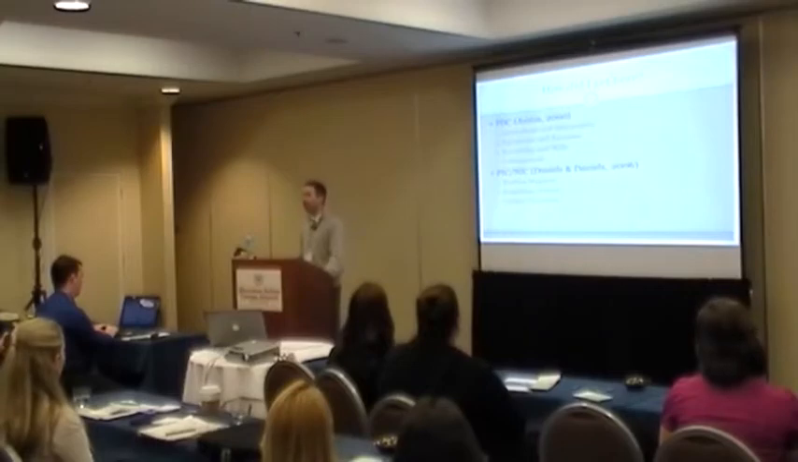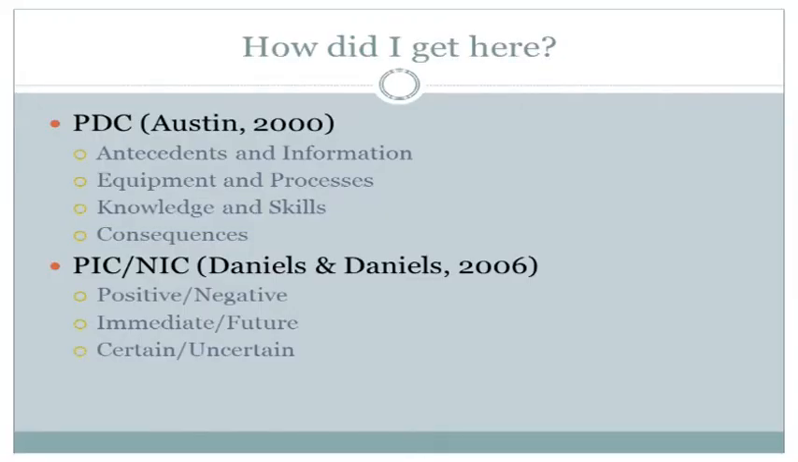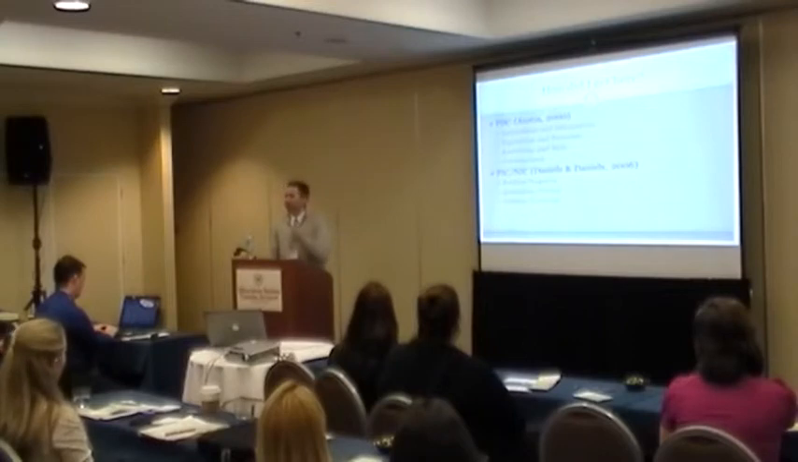So first, a little bit about how I got here. I got my doctorate from Western Michigan University with Dr. Austin. And John Austin developed the Performance Diagnostic Checklist, which is an informant assessment tool. And it focuses on 4 content domains: antecedents and information, equipment and processes, knowledge and skills, and consequences. So if you think there's a performance problem, you look at these 4 areas to try to figure out where problems might be. And it's an informant assessment in the sense that you talk to the people in the trenches, the people that are doing the job, from their perspective. Why are these things not happening as you want them to be happening on a reliable basis?